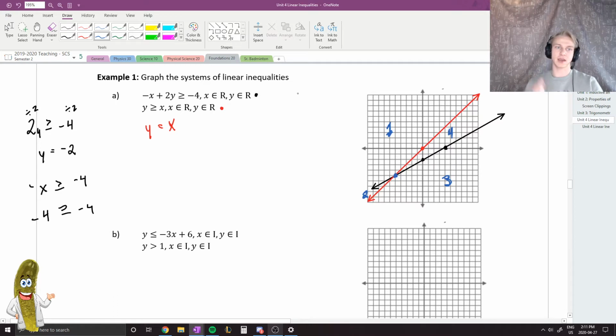So we want to pick a point, and we want to use our heads a little bit to be logical about which point we're choosing, in terms of where we think this graph will fit.